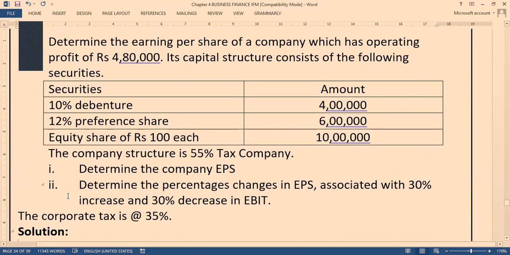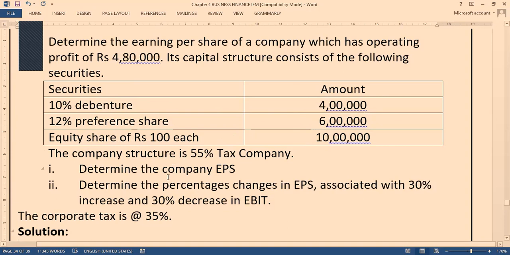Right? Okay. In this question, they clearly mention: determine the earning per share of a company which has an operating profit of 4,80,000. Its capital structure has the following securities and amounts: 10% debenture as 4 lakh, 12% preference share as 6 lakh, equity share capital of 100 each, again it is 10 lakh. Okay, the company structure is at 55%.